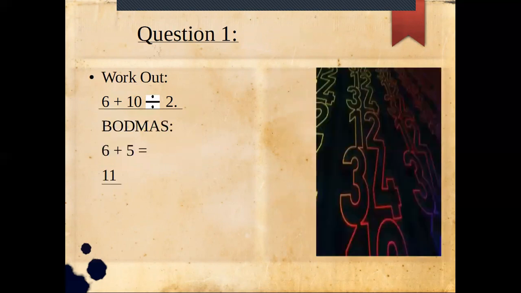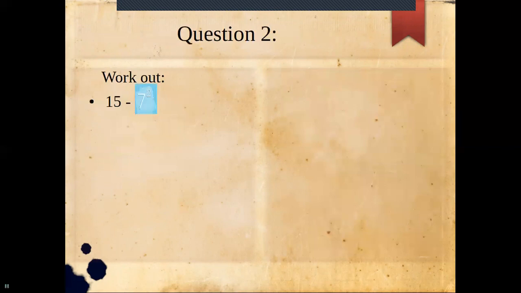Okay, so 6 plus 10 divided by 2. So in BODMAS, we don't have any brackets, we've got no order, but we do have division, so we do that first. So 10 divided by 2 is 5. Then we've got no multiplication, and we do have addition. So then we do 6 plus 5, and our final answer is 11, okay? If you put that in your calculator, it probably would have come up with that, but this is just a simple example. Right, so example 2, work out 15 minus 7 squared. Pause the video now and give it a go.